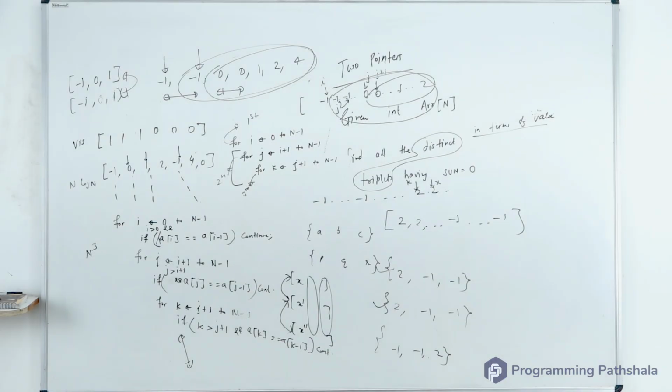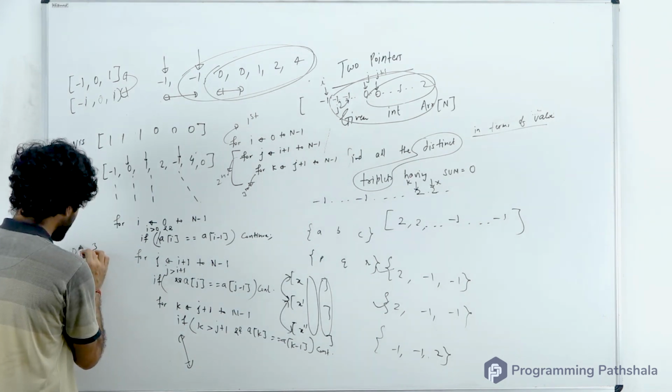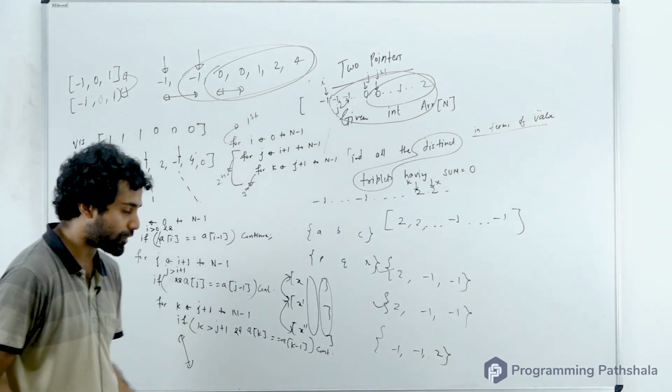Okay, and let me tell you, this is easy, this is cheap, and this is asked in interviews a lot. So remember it throughout. Cool. So everyone knows the n cube approach. Now the question is, can I optimize it?